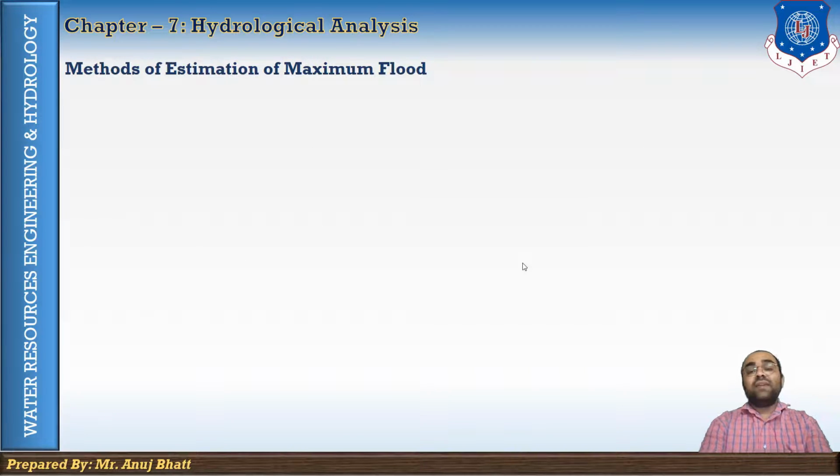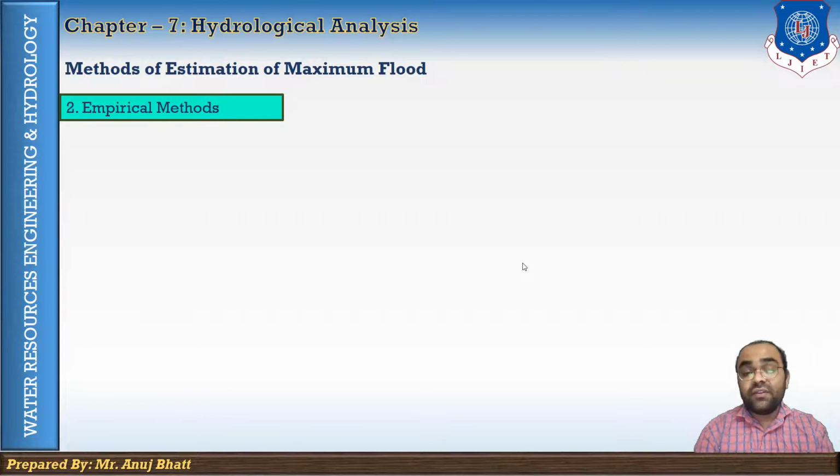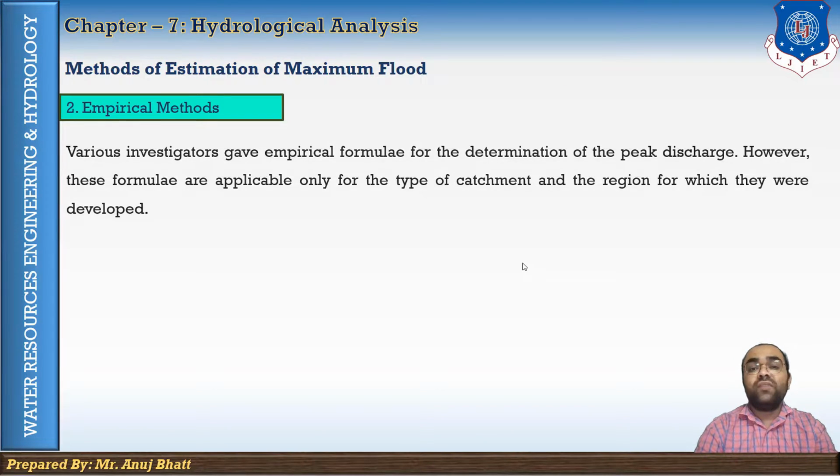The second method is the empirical methods. In this method, we have different formulas to find the discharge and other quantities. Various investigators gave empirical formulas for the determination of the peak discharge. However, these formulas are applicable only for the type of catchment and the region for which they were developed. These formulas are not reliable and are used only when other methods cannot be used.